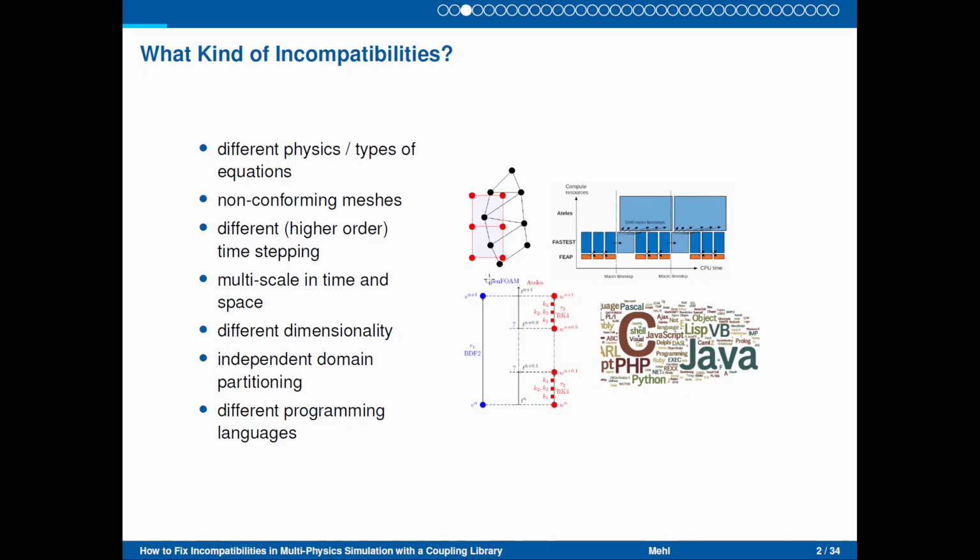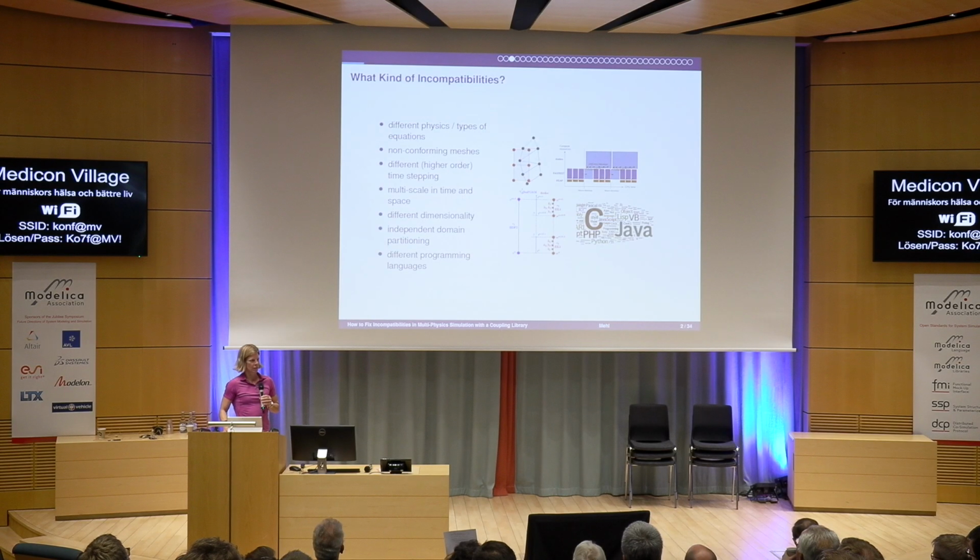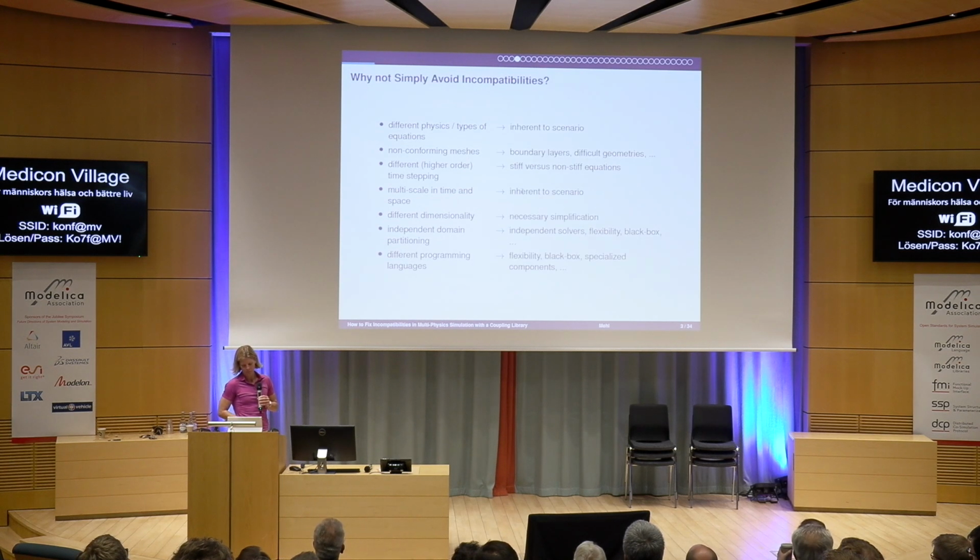The different solvers run all in parallel, and they usually define their own domain partitioning, so that doesn't match and also doesn't care, the same as the mesh, about what the other side does. And they might have different programming languages. So one might be an old engineering code in Fortran, and the other one a Java code or a MATLAB code or a C++ code.